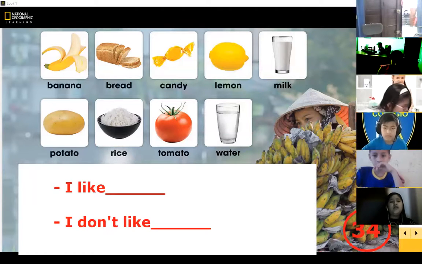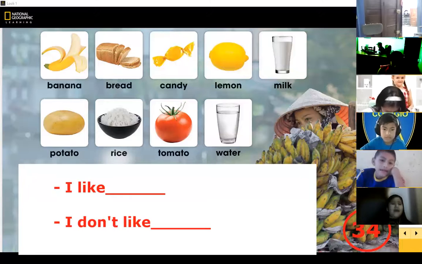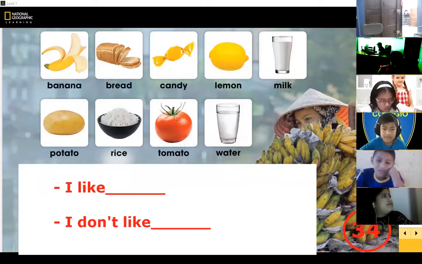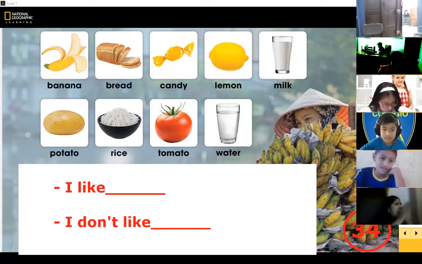Now, please tell me your example, Benjamin Raffaello. Hello, Benjamin. Okay, tell me your example, please. I like banana. I don't like tomato. Okay, very good. Excellent. Thank you very much, Benjamin.